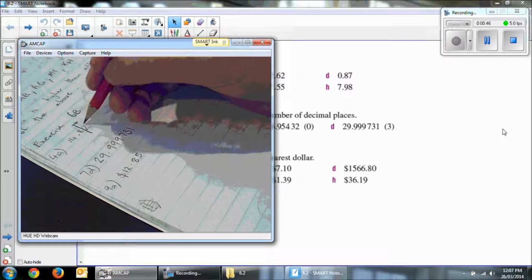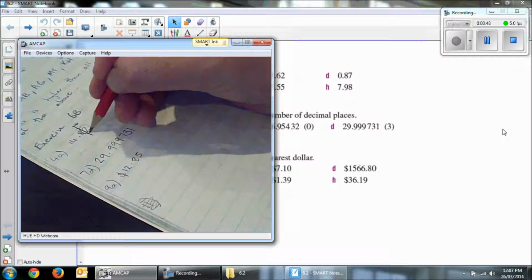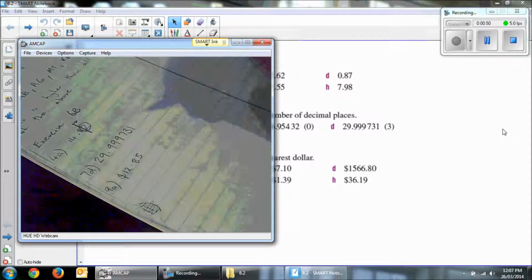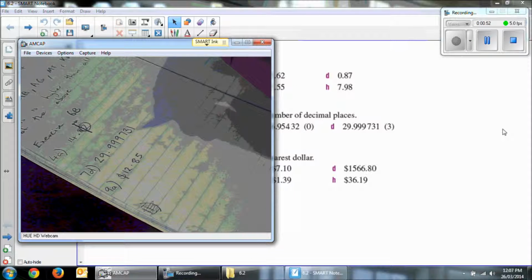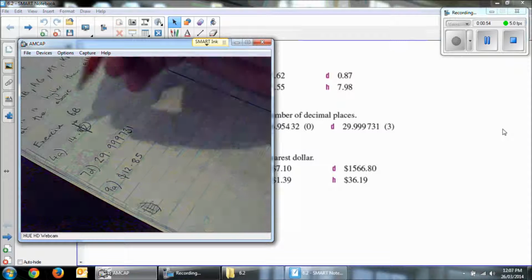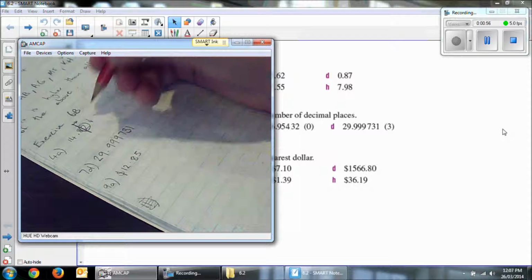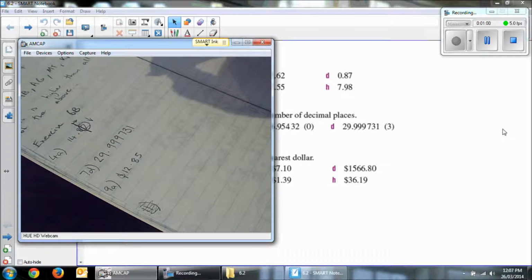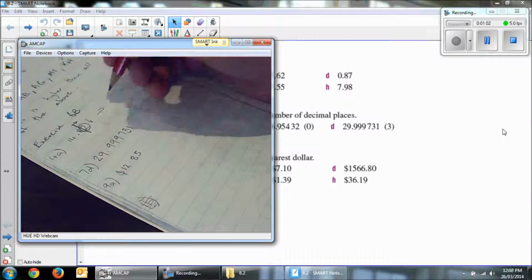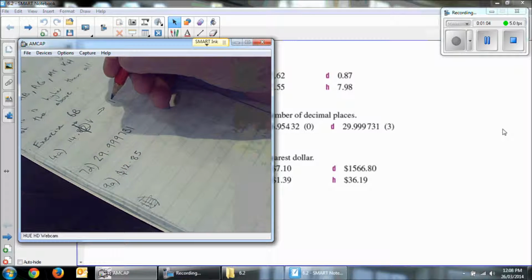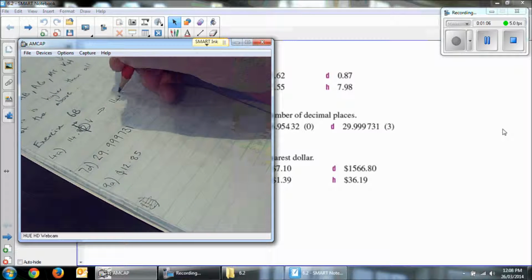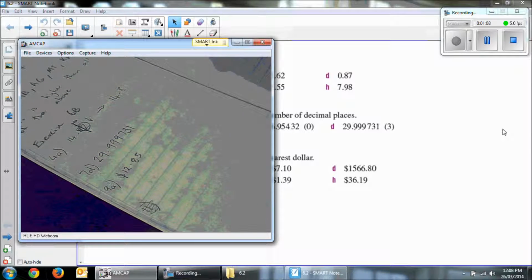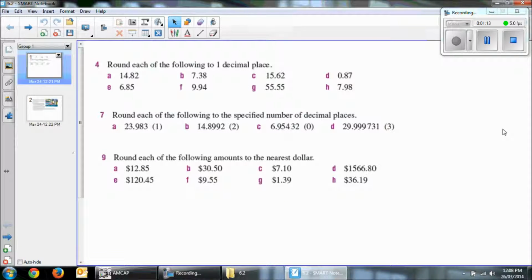But first we need to have a look at this digit, okay? The one that comes exactly after the line. In this case it's a 2. Now, a 2 we round down for. Remember, 0 to 4 we round down, 5 to 9 we round up. So this number will be rounded to 14.8.